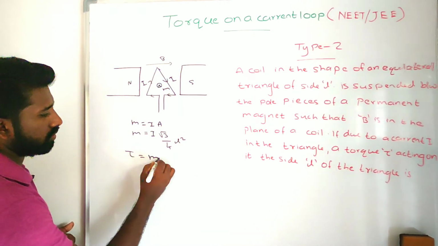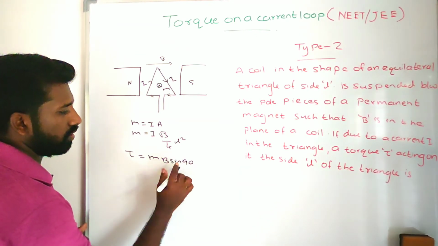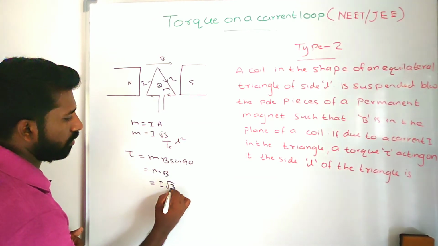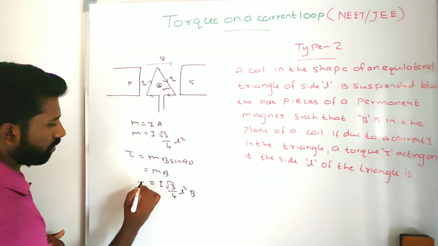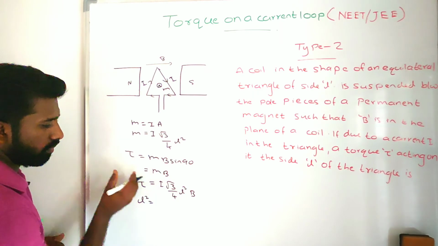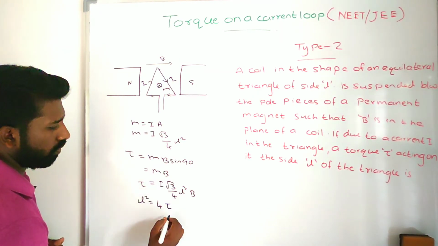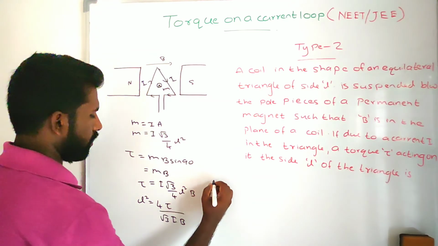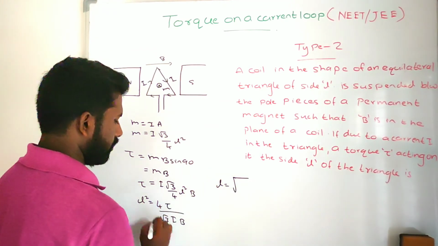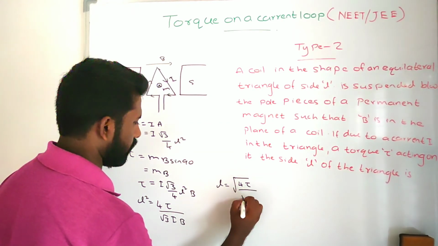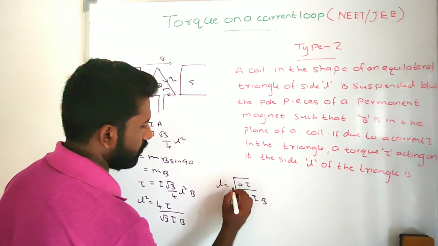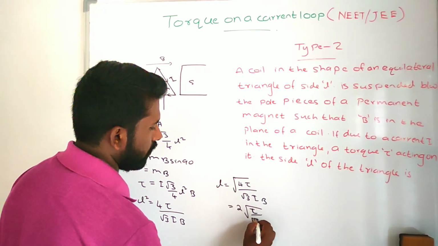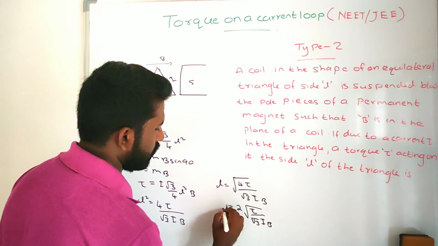So the torque is m B sin theta, and this is sin 90, so we will get it as m B. The m value we already found, that is I into root 3 by 4 L square, into B. We need to find L, so we keep L square here and take the remaining to this side. So L square is 4 tau divided by root 3 I B. Then L is equal to the square root of this, that is 4 tau divided by root 3 I B. The square root of 4 is 2, so 2 into the square root of tau divided by root 3 I B. This is the length.